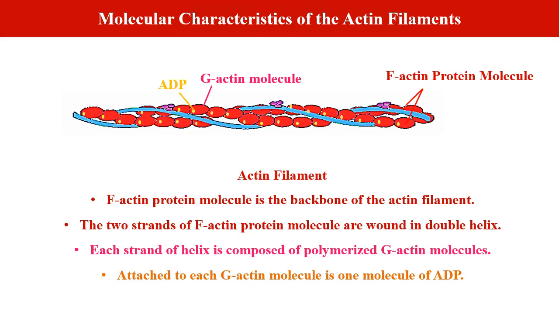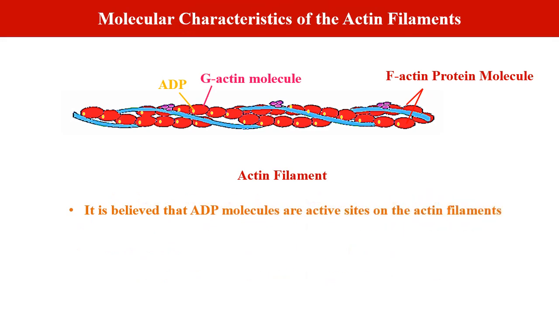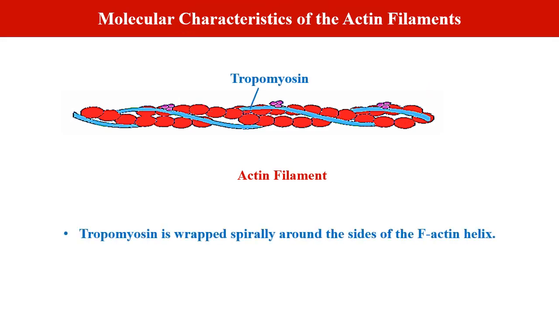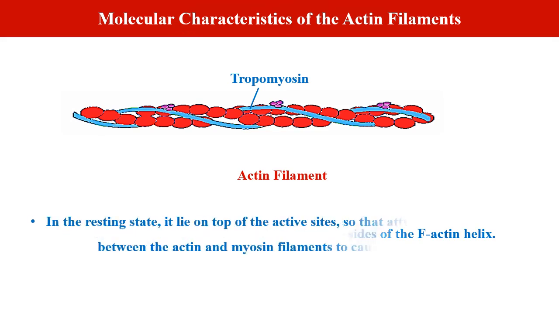Attached to each G-actin molecule is one molecule of ADP. It is believed that ADP molecules are the active sites on the actin filaments with which the cross bridges of the myosin filaments interact to cause muscle contraction. Tropomyosin. Tropomyosin is wrapped spirally around the sides of the F-actin helix.